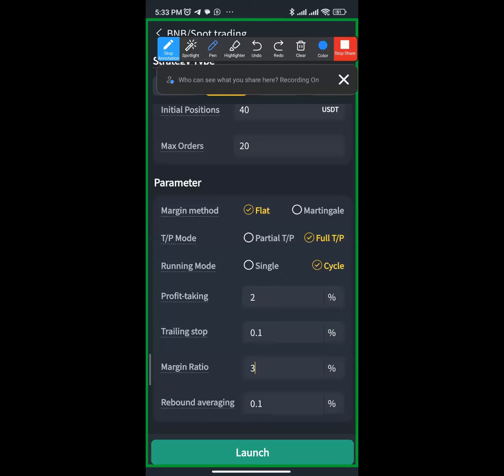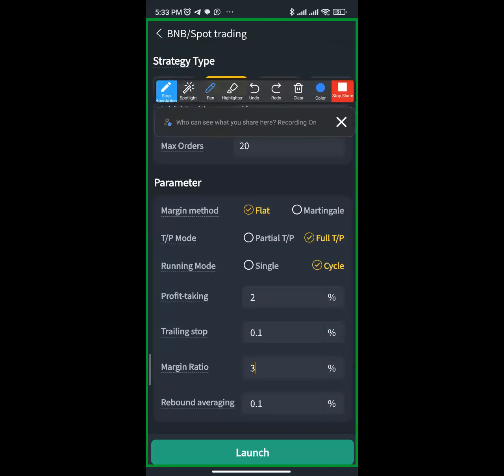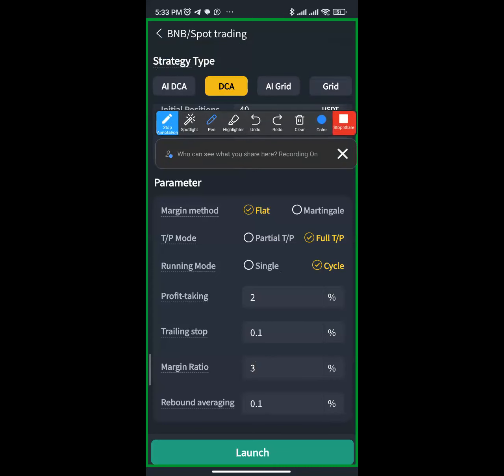I've talked about the margin ratio. Another thing about your margin ratio: if you're selecting your coins on your own, then your margin ratio will always differ. For volatile coins, you don't have to go anything less than 5% unless you're a trader. That is why, in the AI DCA, the robot has different margin ratios for different coins. The robot is very, very smart. Now, the rebound average.